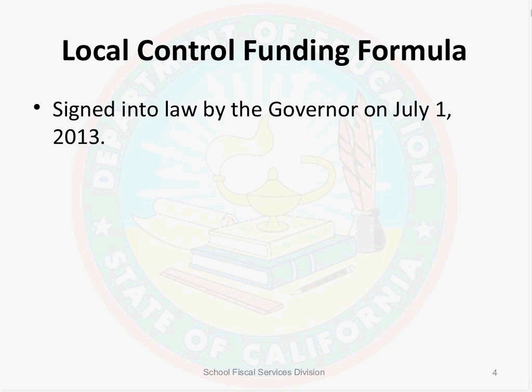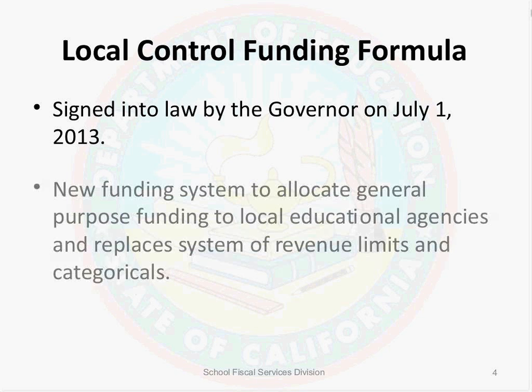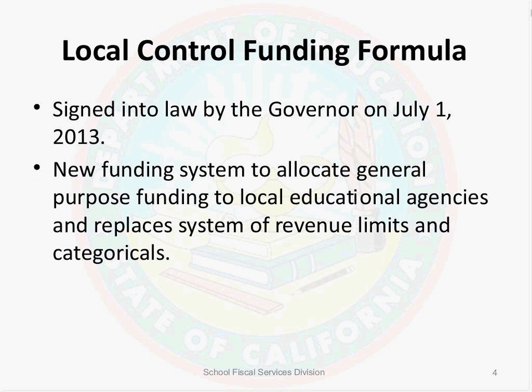Also, we will focus on LCFF funding for school districts and charter schools. LCFF for county offices works a little differently. So, the first bullet says LCFF was signed into law July 1st of 2013. In addition to establishing a system for new local control and accountability plan, which we won't be talking about here, a new funding formula was also created.